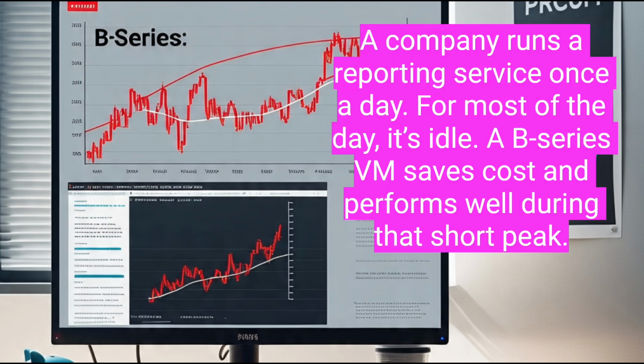In an example scenario, a company runs a reporting service once a day. For most of the day, it is idle. A B series VM saves cost and performs well during the short peak.